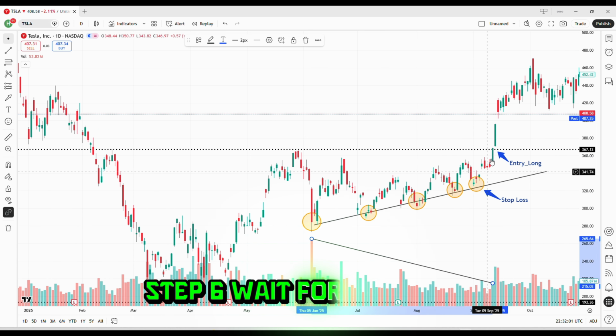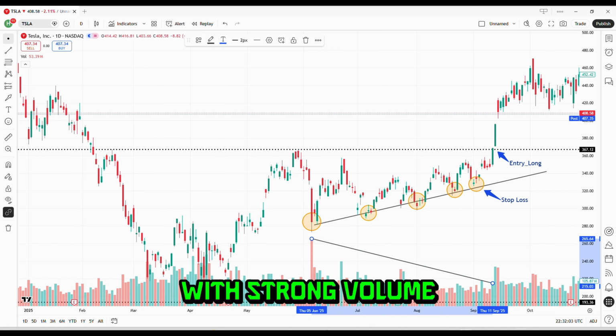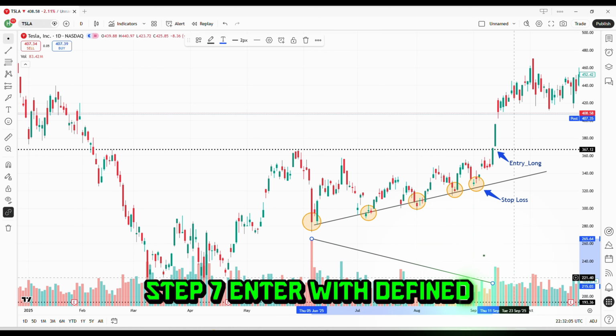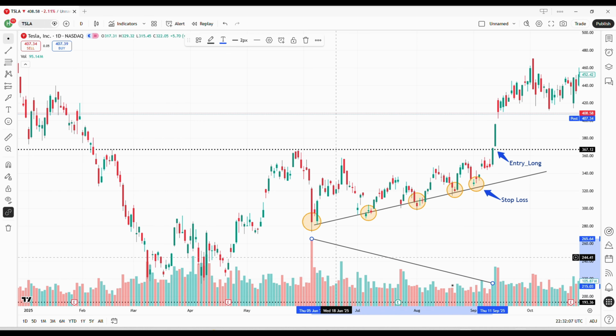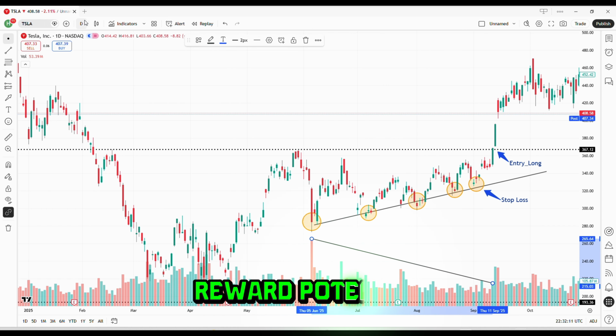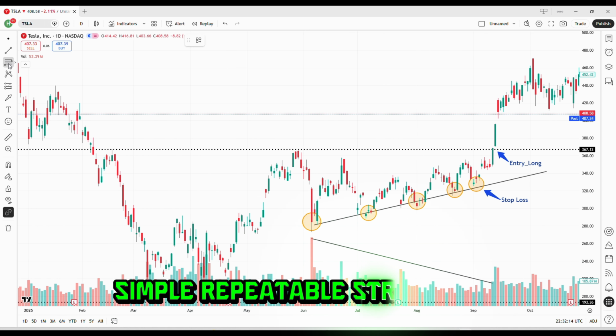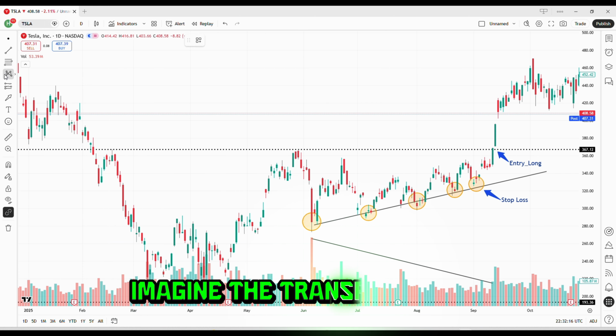Step 6, wait for breakout with strong volume. Step 7, enter with defined stop below structure. Step 8, manage trade with at least 2 to 1 reward potential. Simple, repeatable, structured.